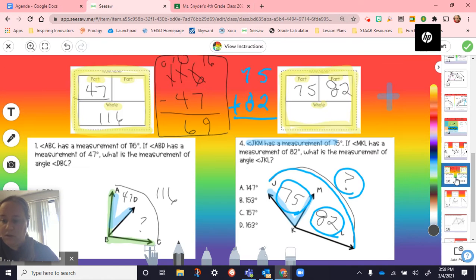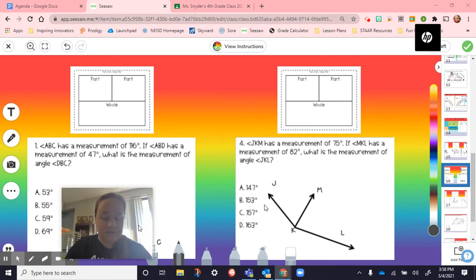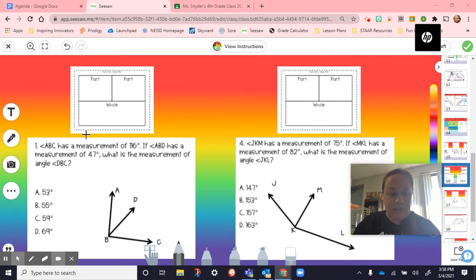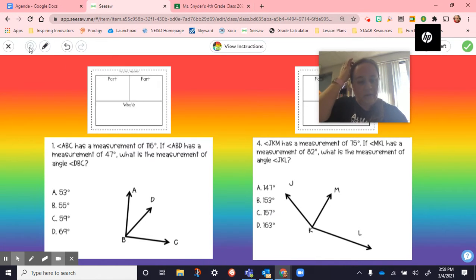After that, on page 16, you have some word problems. So we read these, but then students solved them on their own. So it says ABC has a measurement. Now with these, you need to be careful because you have to go in and add the numbers to the drawing with the angles here. So be very careful because if you label the wrong angle, or put it as a part and it's actually the whole, that's going to mess up your whole thing.